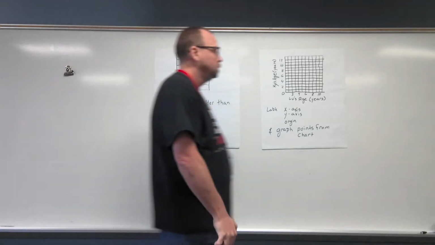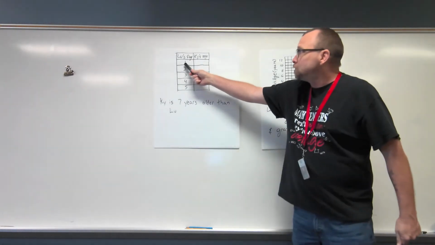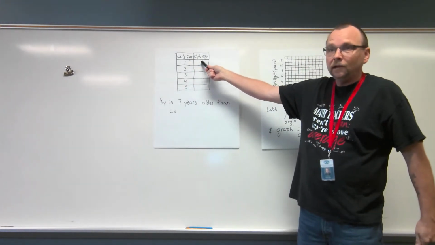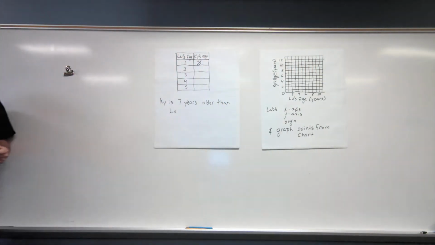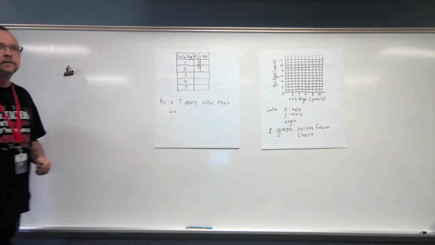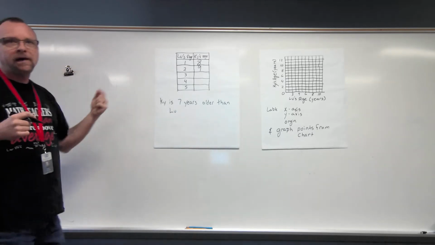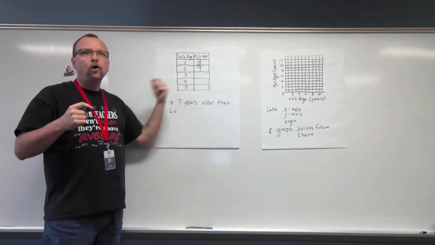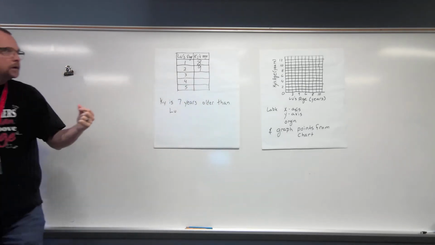So let's go with Carter. If Lou is 1, Kai would be 8. Saraya, if Lou is 2, Kai would be 9. How are you getting this, Saraya? Because I'm adding 7. Adding 7, which makes this an additive pattern. If you were multiplying it by something, then it would be a multiplicative pattern.